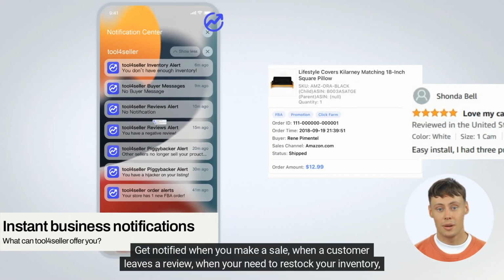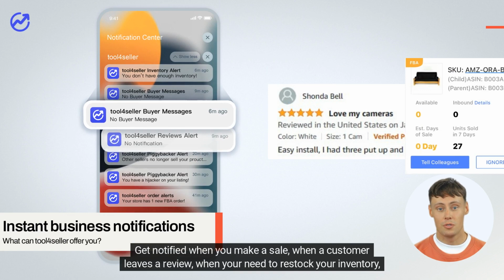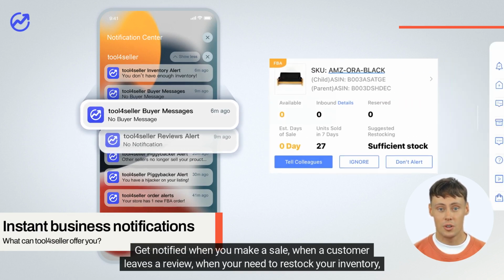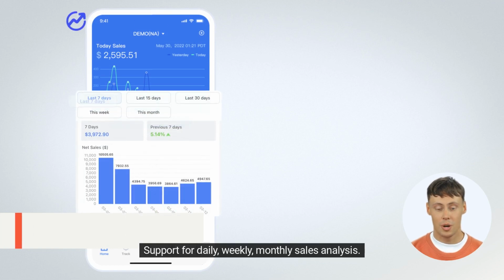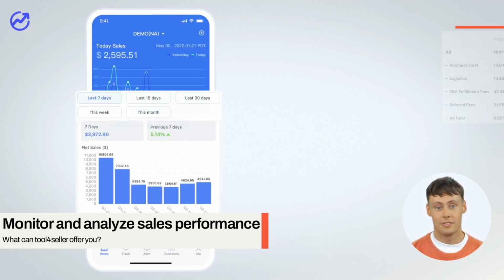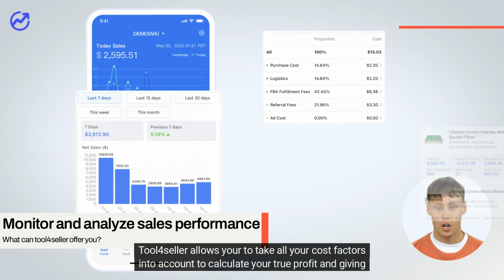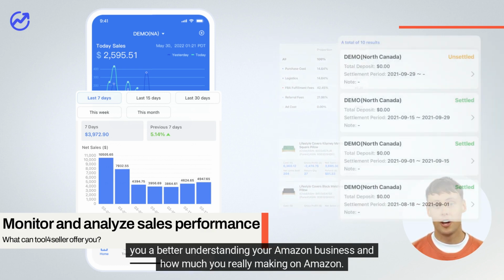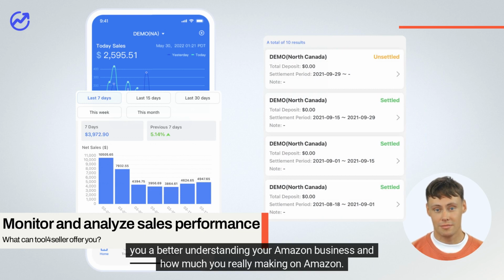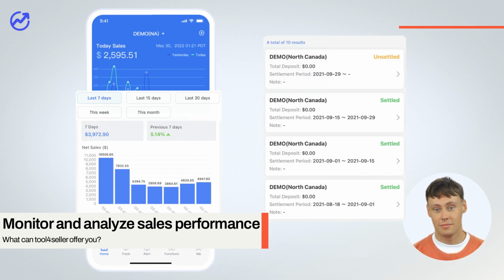Get notified when you make a sale, when a customer leaves a review, when you need to restock your inventory, etc. Support for daily, weekly, monthly sales analysis. Tool4seller allows you to take all your cost factors into account to calculate your true profit, giving you a better understanding of your Amazon business and how much you're really making on Amazon.